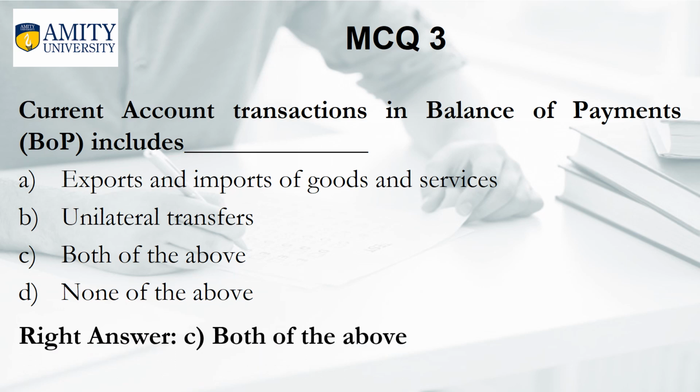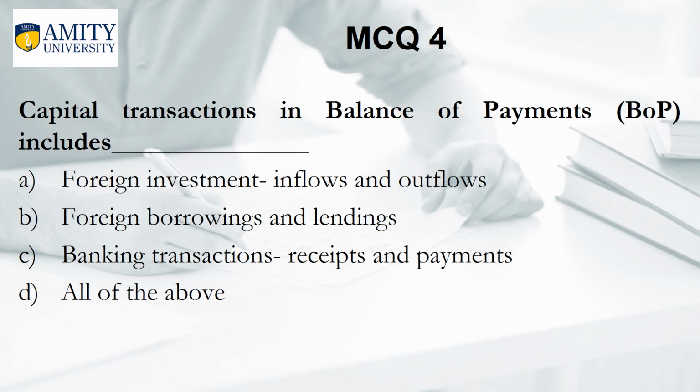Both of the above. Capital transactions in balance of payment include A. Foreign investment, both inflows and outflows, B. Foreign borrowings and lendings, C. Banking transactions, both receipts and payments, D. All of the above. And the right answer is D.